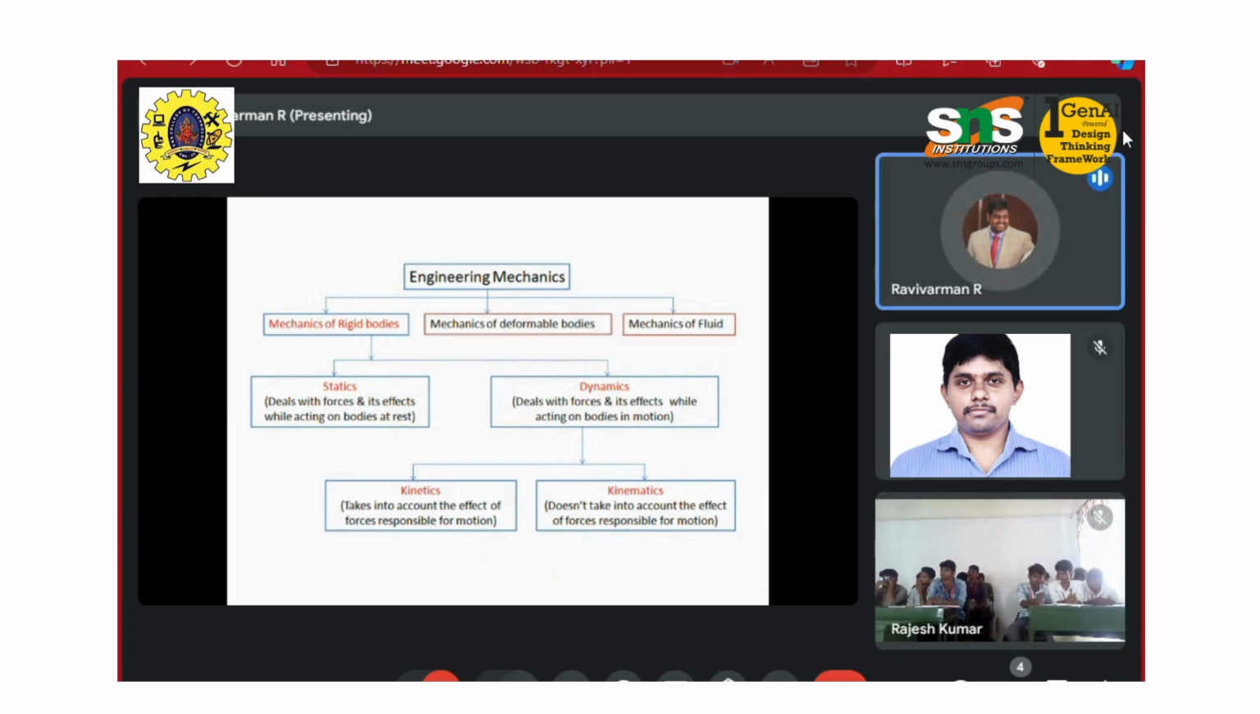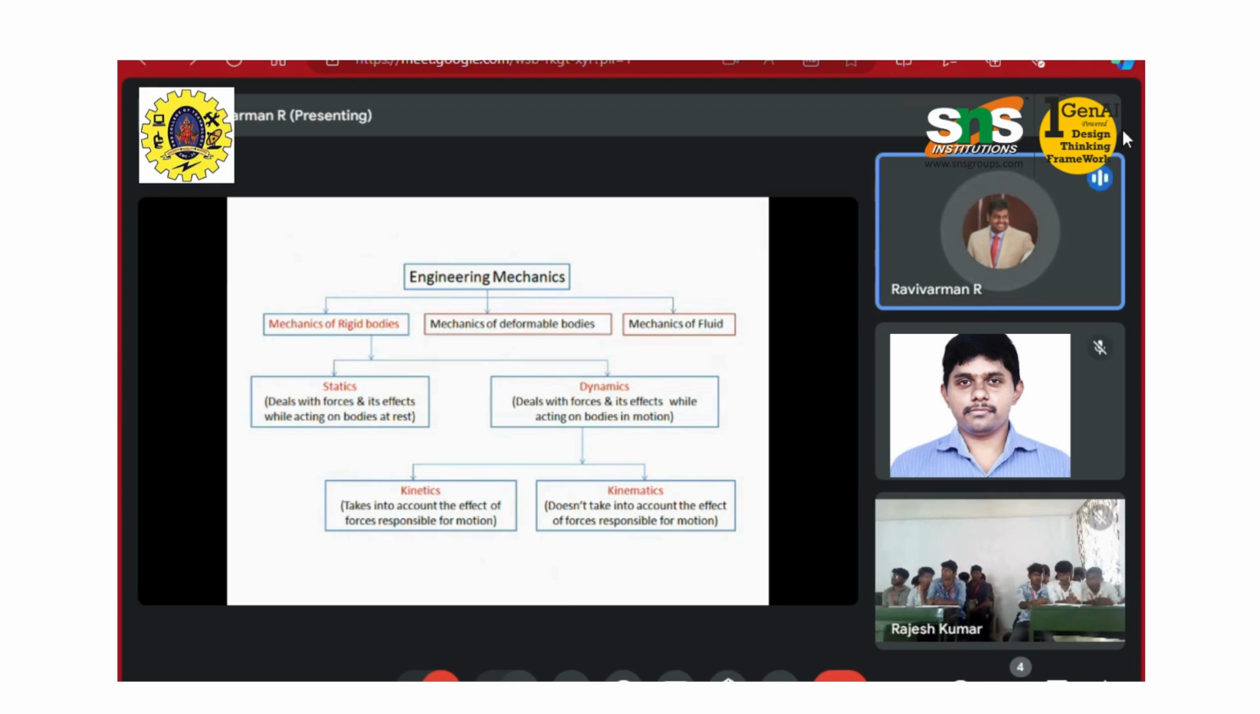Under rigid bodies, we have two types of motions: one is static and the other is dynamic. Static deals with the forces and effects which act on bodies at rest, with no variation with respect to time. Dynamic systems deal with the effects acting on bodies which are in motion, so they have variations with respect to time. It is very important to design any system in both the static and the dynamic state, as any application we take is a dynamic system.